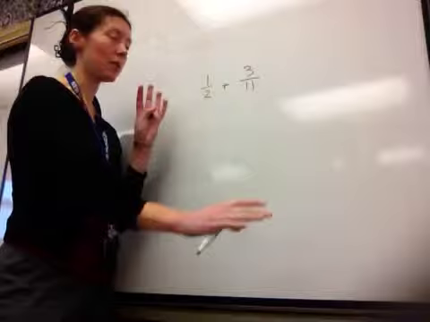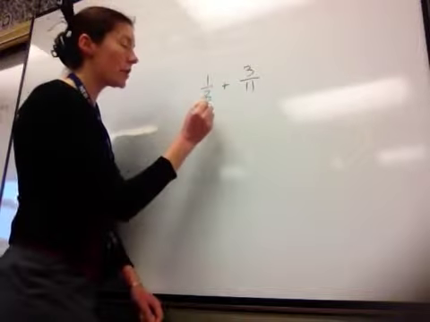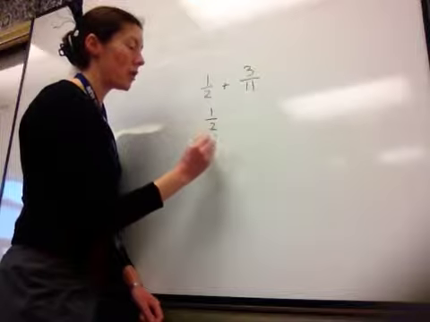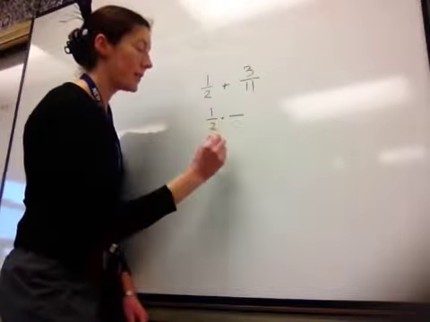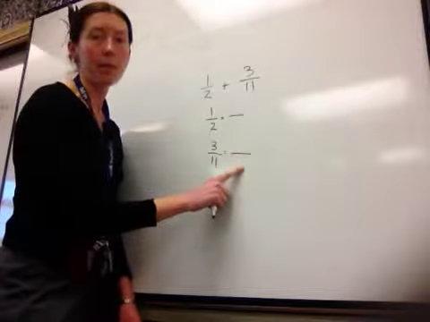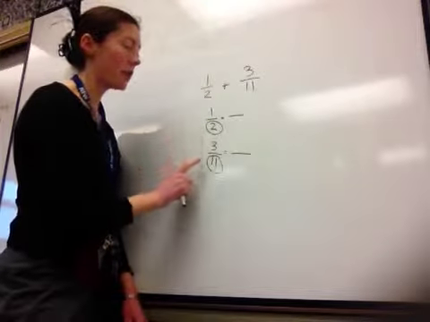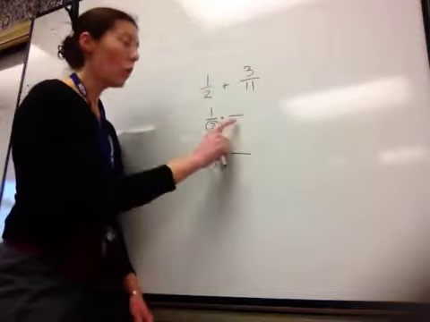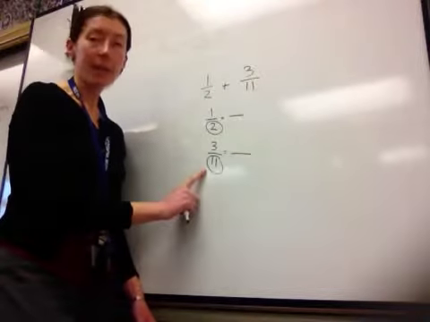So we want to change it so we have the same denominator. What I like to do is rewrite the fractions going down on my paper like this, and set it up so I can figure out what new denominator I am going to choose. So I'm going to circle the denominators I have right now. I have 2 and 11. What we are finding is a common multiple of 2 and 11.